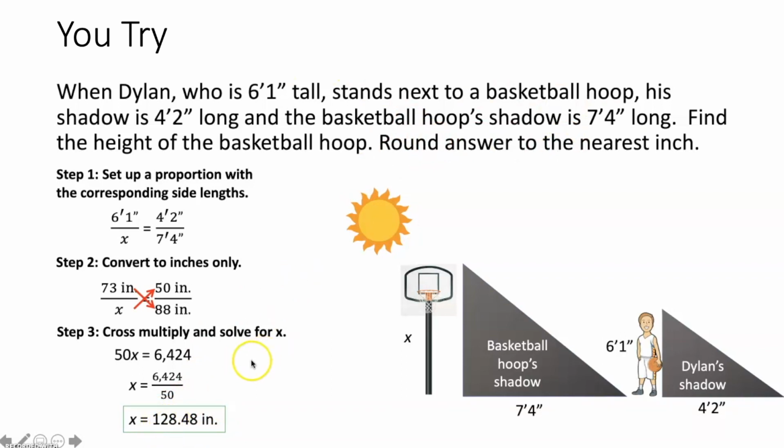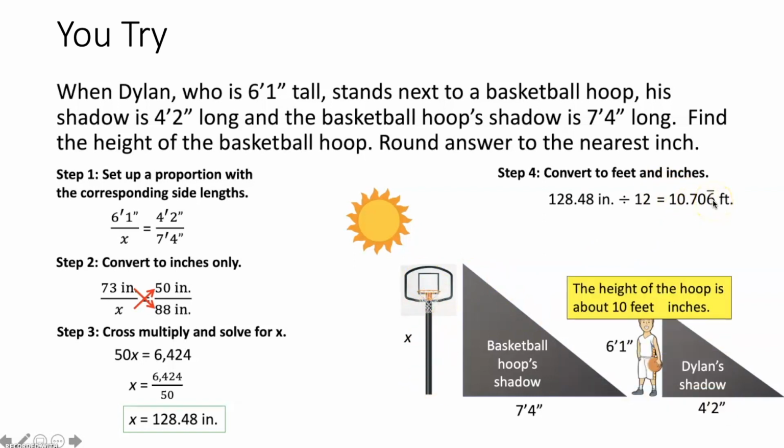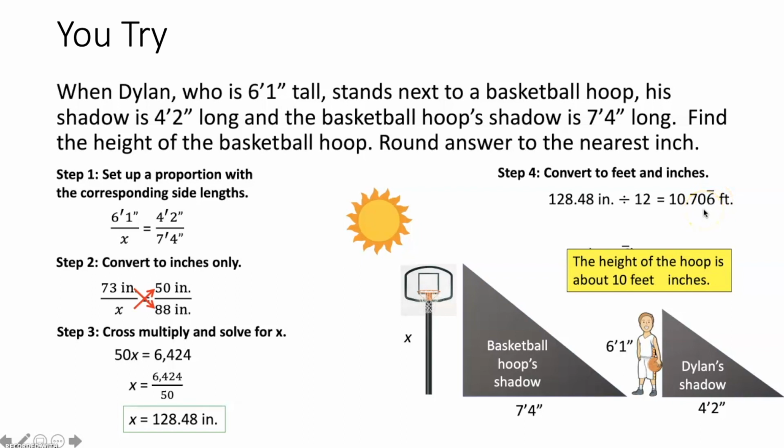or if you want to do a little A+ work, you could see that all the other measures here are given in feet and inches. So we can convert this to feet and inches. How do we do that? Well, we take the number of inches and we divide it by 12. That'll give us the number of feet. So there are 10.706 repeating feet in the height of this basketball hoop. So we know the basketball hoop is 10 feet tall and then 0.706 of a foot tall. Well, 0.706 of a foot, we just multiply that by 12 and that'll tell us how many inches there are in that much of a foot. So if we multiply these two together, we get approximately 8.48 inches, meaning the height of the basketball hoop is approximately 10 feet 8 inches tall.